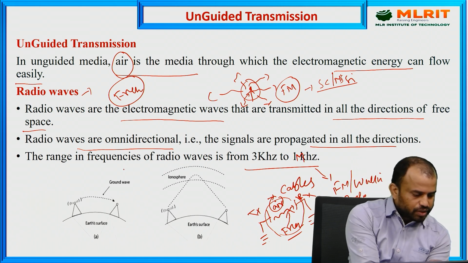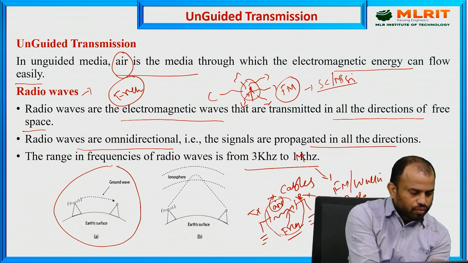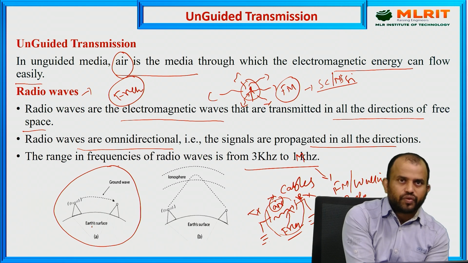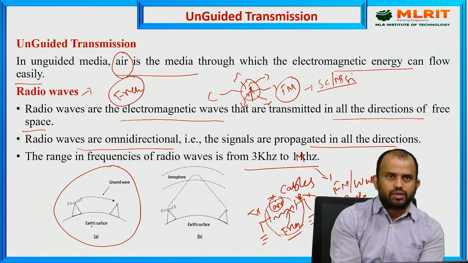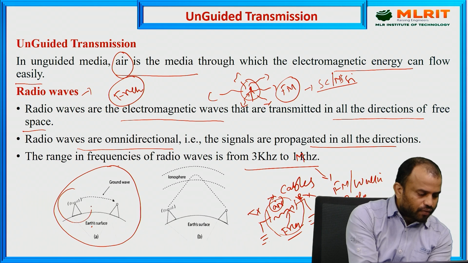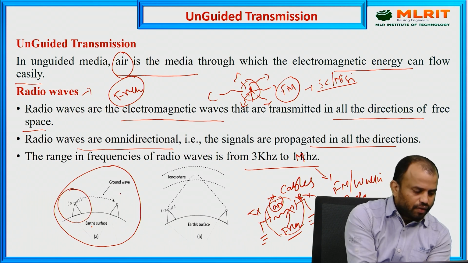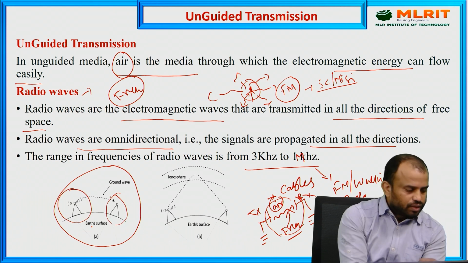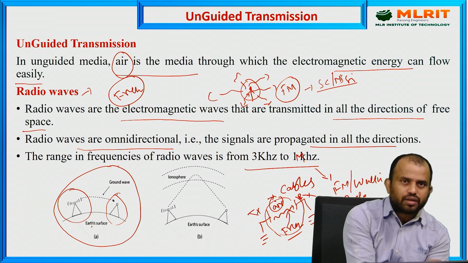When you see this image, in radio waves we have two things: the earth surface and the ground surface. On the earth surface, we place a transmitter antenna, which is the source antenna, and we have a receiver antenna. The information is transmitted between the source antenna and the receiver antenna.